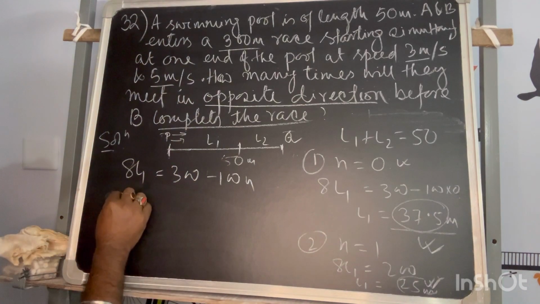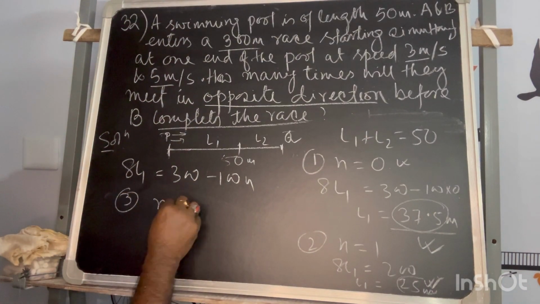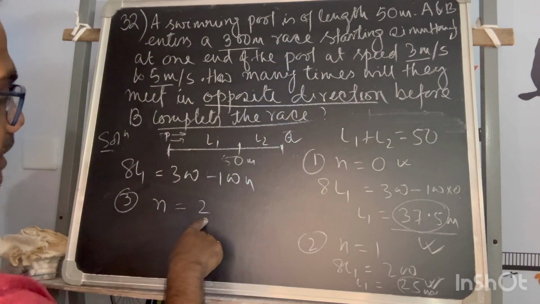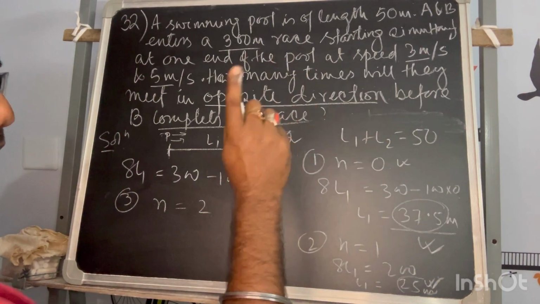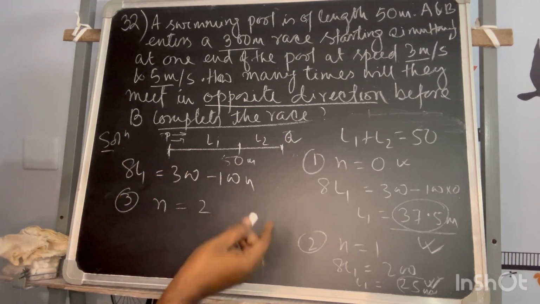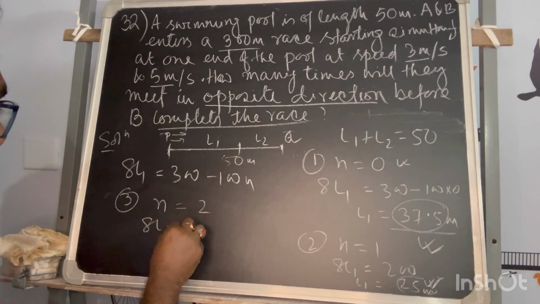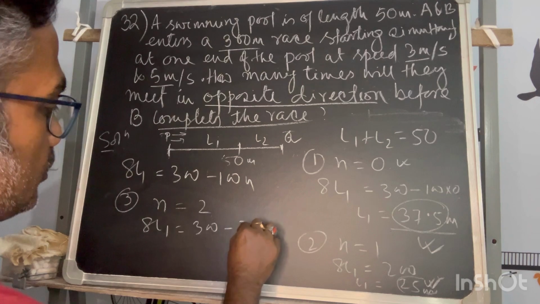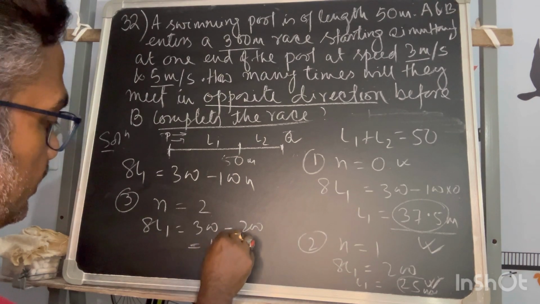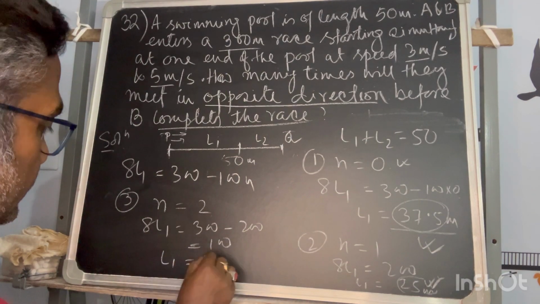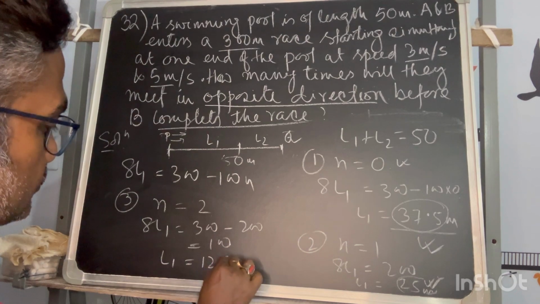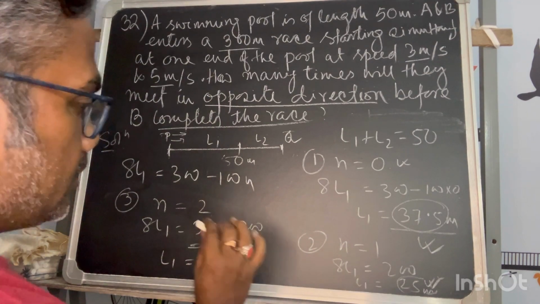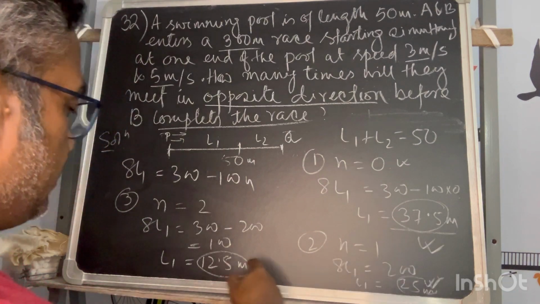Second meet done. If I take the third, when n is equal to 2, n means A has completed second lap, so B will complete n plus 1, that means third lap. So in this case, 8L1 is equal to 300 minus, if I put 2 here, 200, that will give you 100. So L1 is equal to 12.5. So this is again a real value within 50, can be accepted. So 3 times already done.